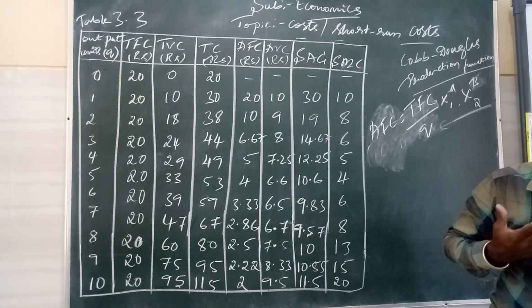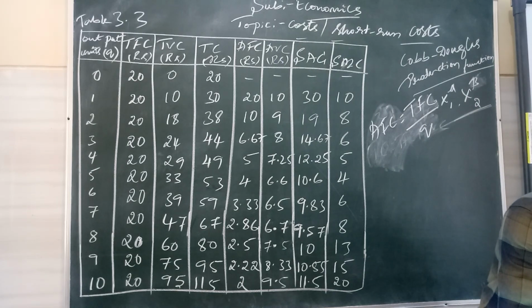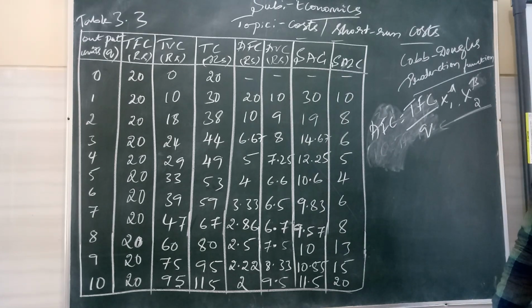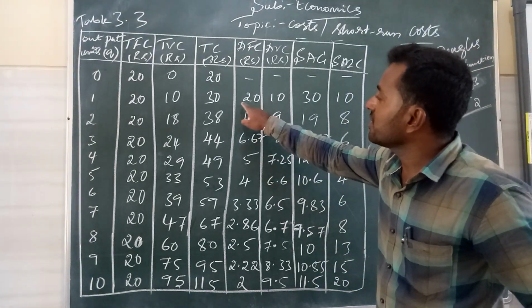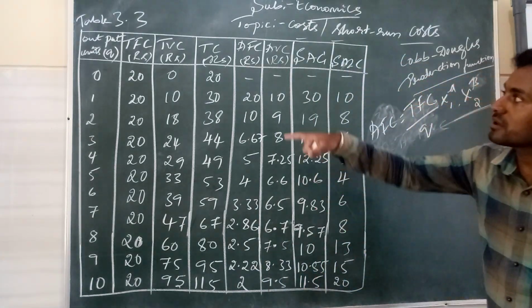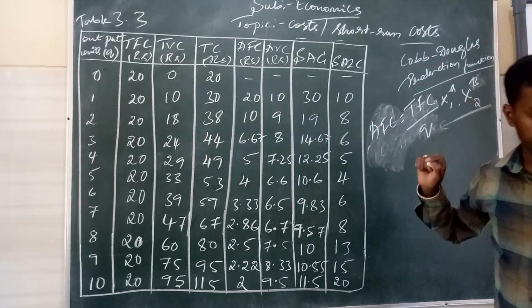AFC, average fixed cost, means the per unit fixed cost of production. What does AFC mean? The per unit fixed cost of production is called average fixed cost. See, how can we calculate it? Total fixed cost divided by Q, or output, and we get average fixed cost.